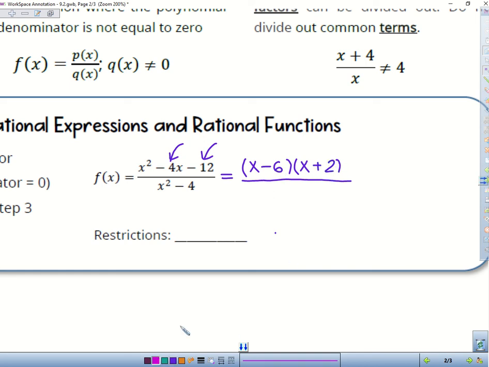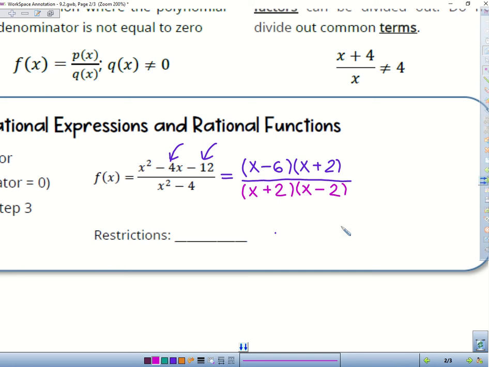So now we're going to look at our denominator. We call this the difference of perfect squares. Good. For a difference of perfect squares, we know it's a plus and a minus, and it's the square root of each of those terms. So it's going to be x and 2, the square root of 4.